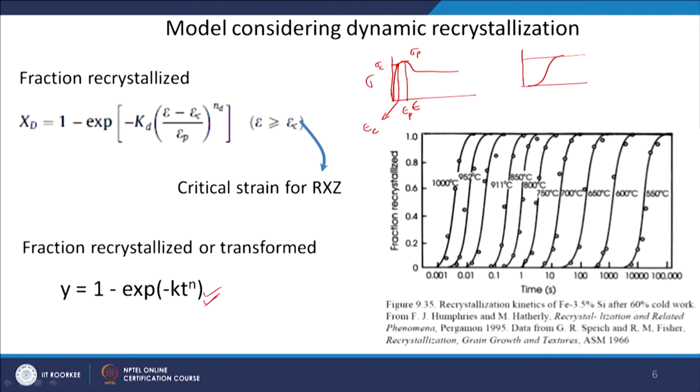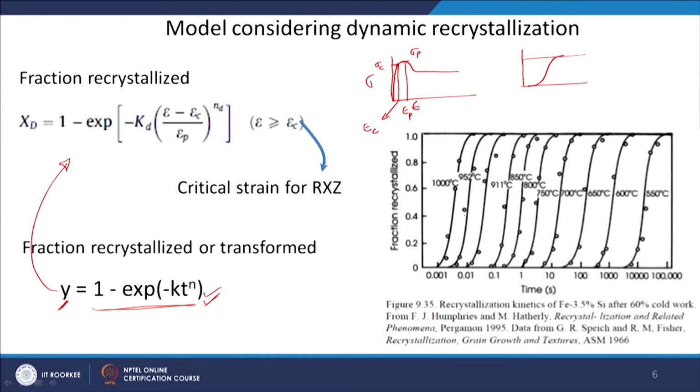And this kind of behavior can be nicely shown with an equation like this: 1 minus exponential of minus k t to the power n. This brings out both these behaviors very nicely, and it gives you the fraction either recrystallized or transformed if you are doing a phase transformation. So, you can see that it has a very nice similarity with this. The equation is shown in a very similar way, only the parameters used in the exponential have to be different depending upon the process you want to know.